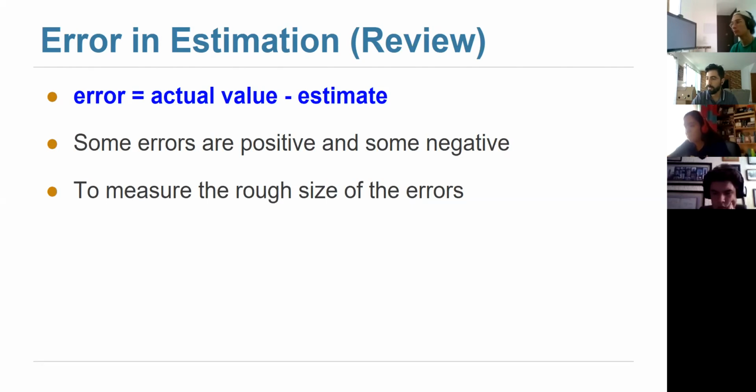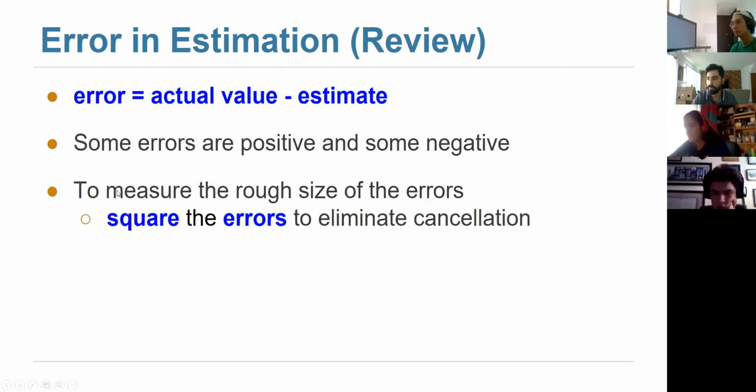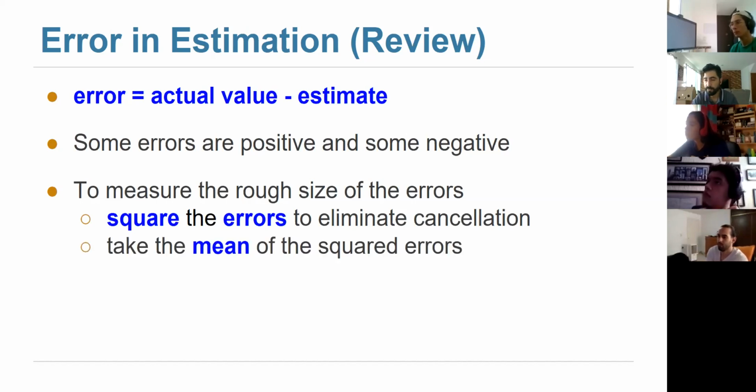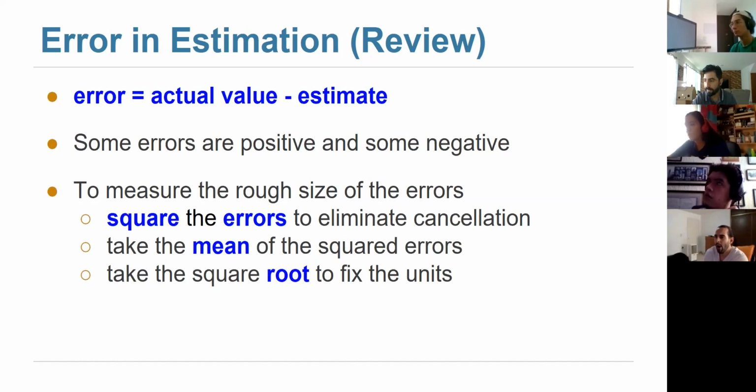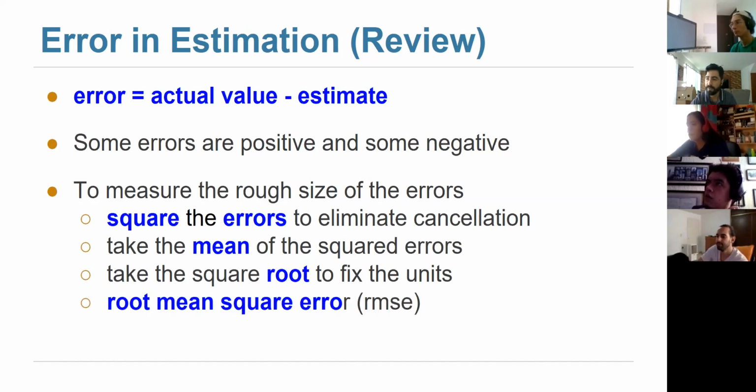You can use methods to measure the rough size of the errors. You can get the square of the errors to eliminate the cancellation between positive and negative. Then take the mean of the squared errors, and take the square root to fix the units, and you end up with the root mean square error. That's what we finished last class with. We saw that we can use the root mean square error to calculate our estimation, or to get our regression line.